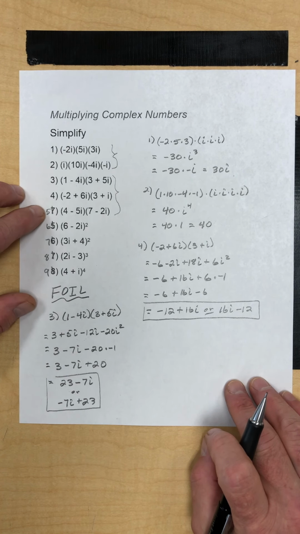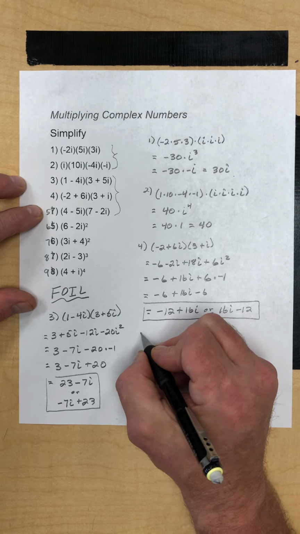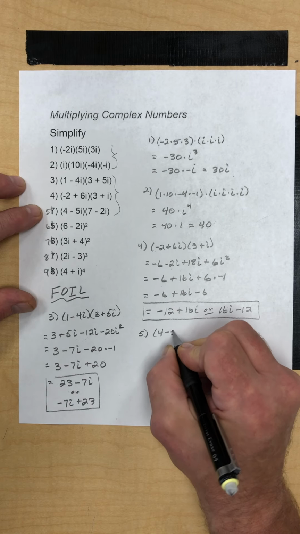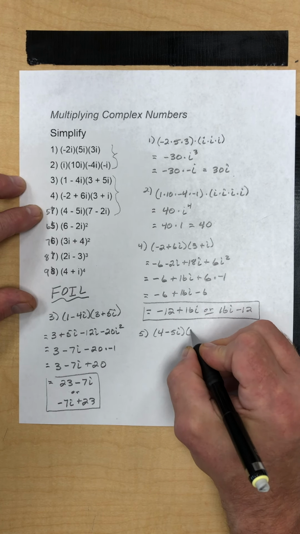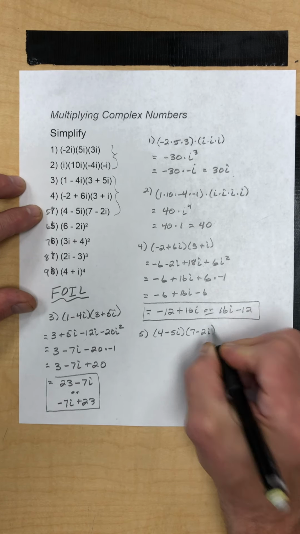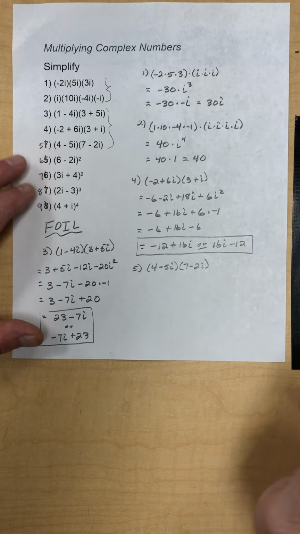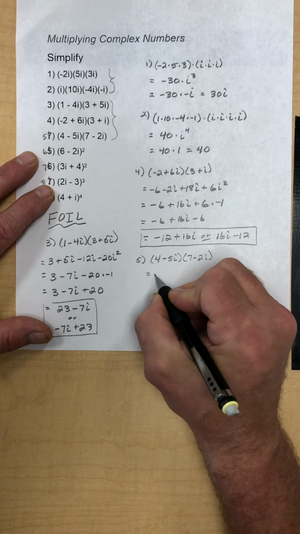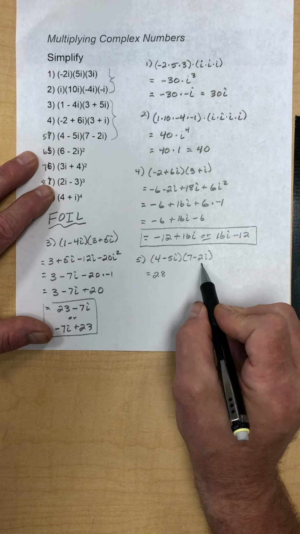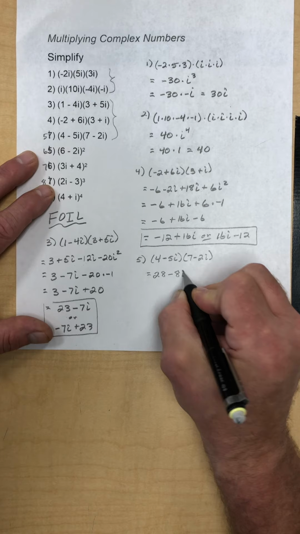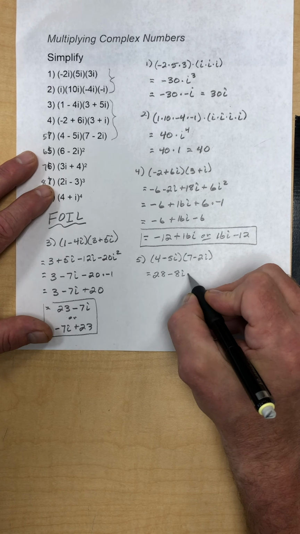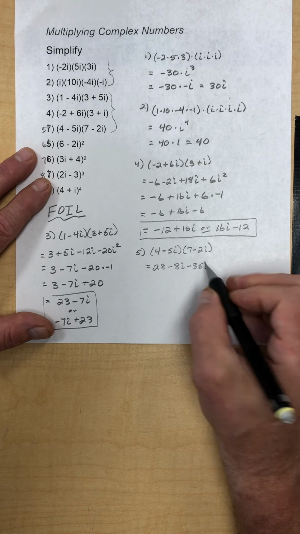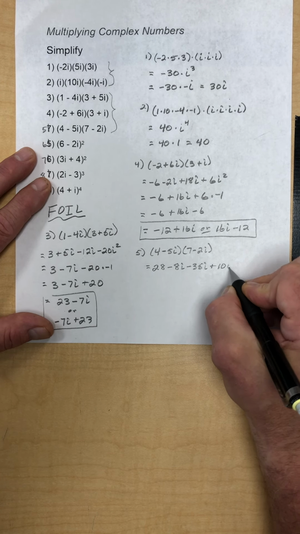Okay, last one, that renumbered number 5. Okay, so let's see, we've got 4 minus 5I and 7 minus 2I. Okay, FOIL method. Let me move this up a little bit. Okay, so let's see, first times first, 4 times 7, 28. Outside, 4 times negative 2I, negative 8I. Inside, negative 5I times 7, negative 35I. And then last, negative 5I times negative 2I would give us a positive 10I squared.